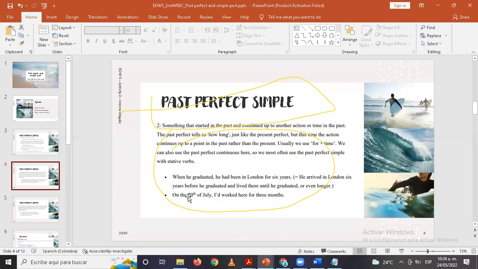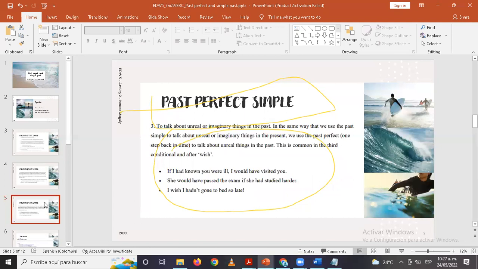Este es muy común, ¿cierto? De poner un punto en el futuro en un pasado y hacer el cálculo. Al 20 de julio, ¿cierto? Yo habré trabajado aquí 3 meses. Es algo que empezó en el pasado, continúa, continúa, continúa, y en un punto en el futuro van a ser 3 meses de estar trabajando acá.